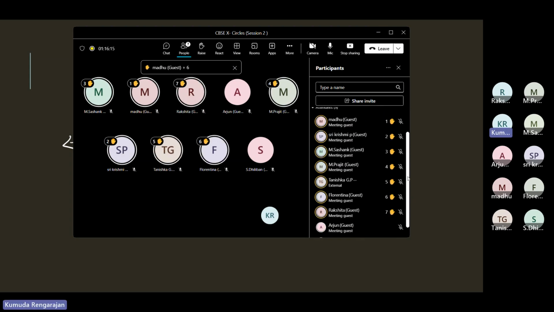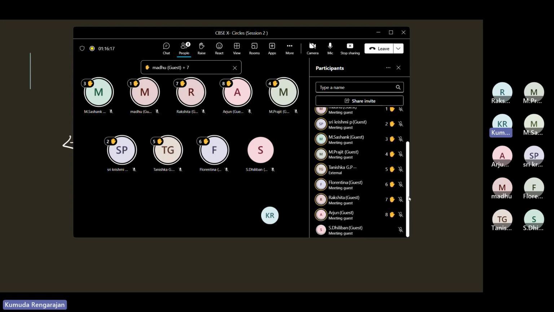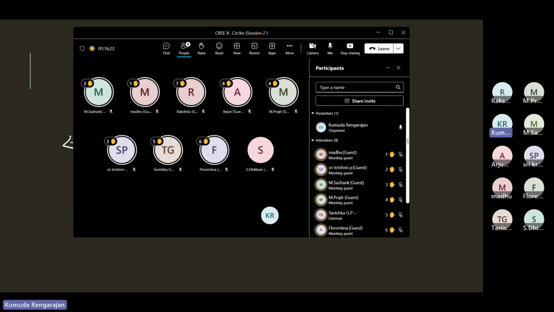Madhu, Madhumita, Shri Krishmi, Sashank, Prajit, Tanishka, Florentina, Rakshita, Arjun. Dilipan is there. Okay.